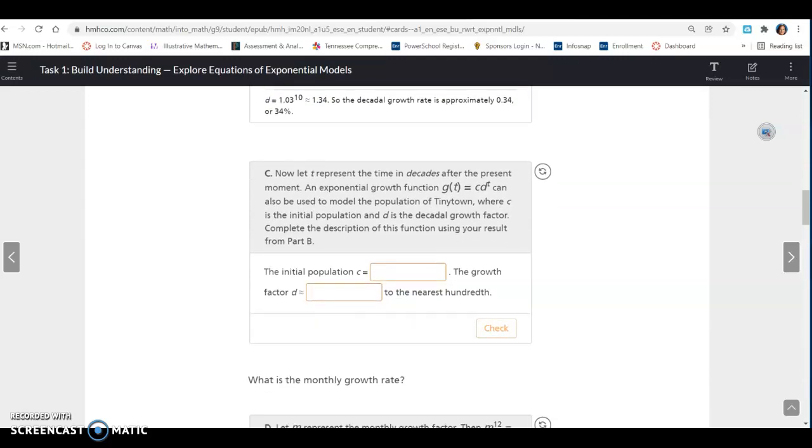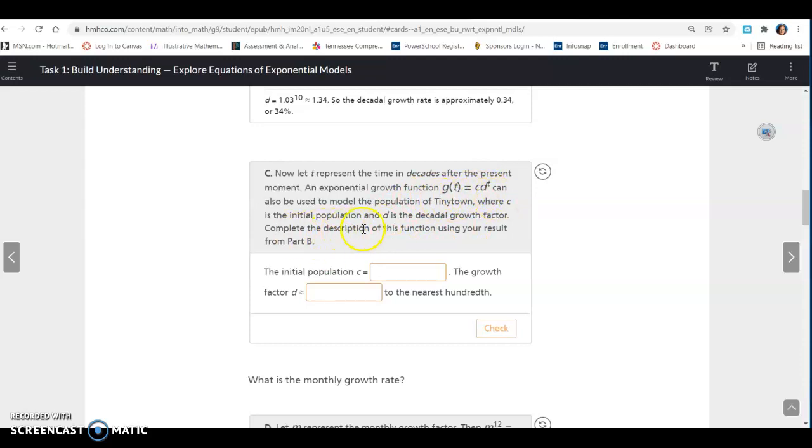Now let t represent the time in decades after the present moment. An exponential growth function, g of t equals c times d raised to the t power, can also be used to model the population of Tinytown, where c is the initial population. C is in the spot of our a, so that's our y-intercept or our initial value, and d is in place of b, so that would be our growth factor. All they're doing is using different letters, but it's exactly the same function.